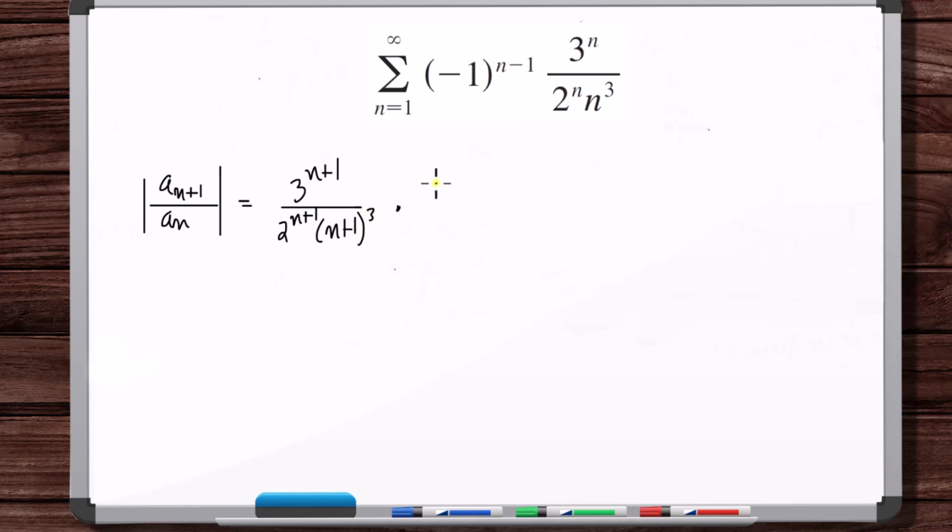So we're left with 3 to the n times 3 to the first, so the 3 to the n's cancel. 2 to the n times 2 to the first, so the 2 to the n goes away, and we're left with just a 2 down here.